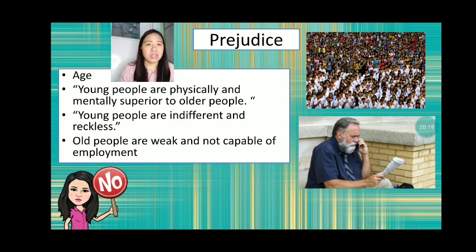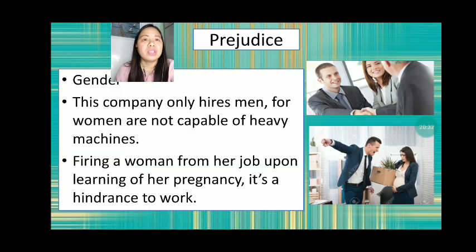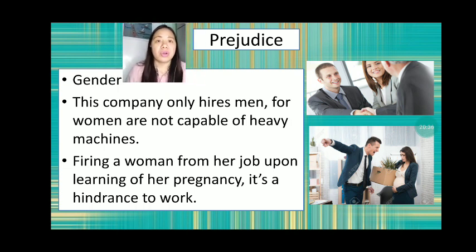Another, old people are weak and not capable of employment. There's no, you judge that old people can never work. You don't know. Old people are more better because they have a lot of experience, right? But if you say the third bullet in there, then that's an example of prejudice. Prejudice can happen if there is in gender. For example, this company only hires men.